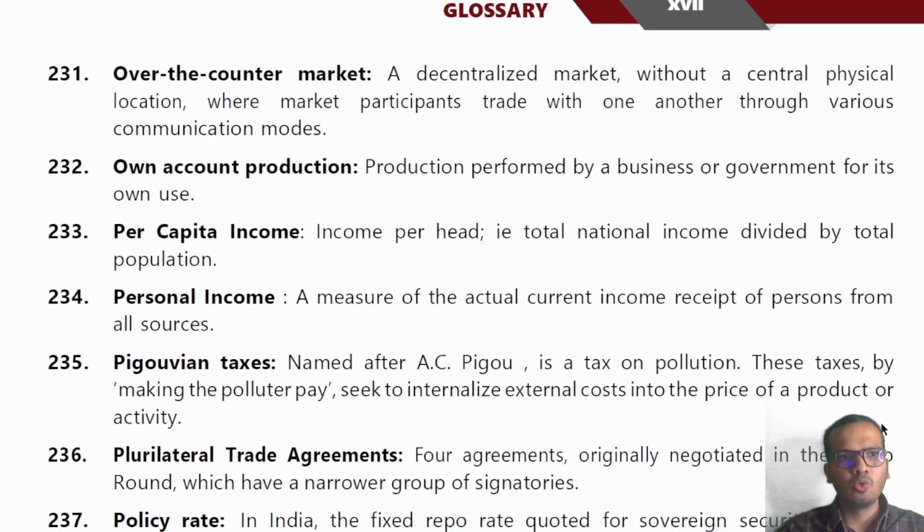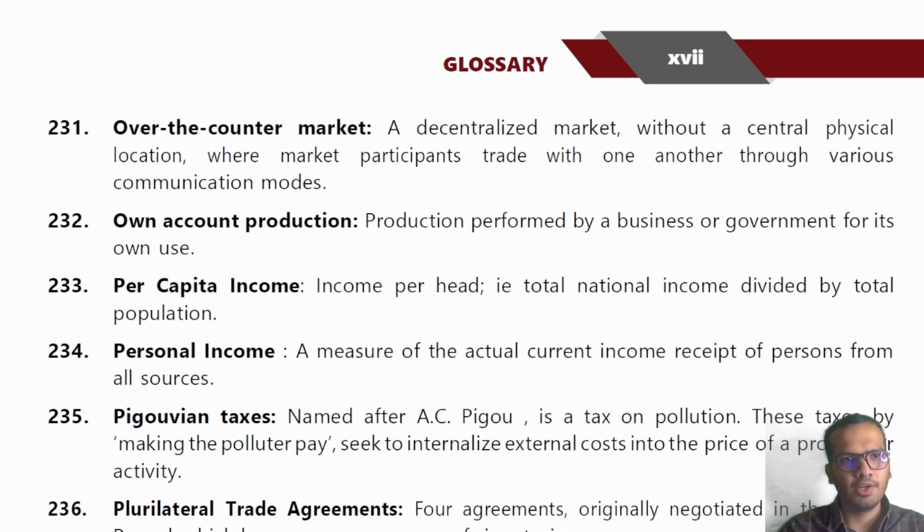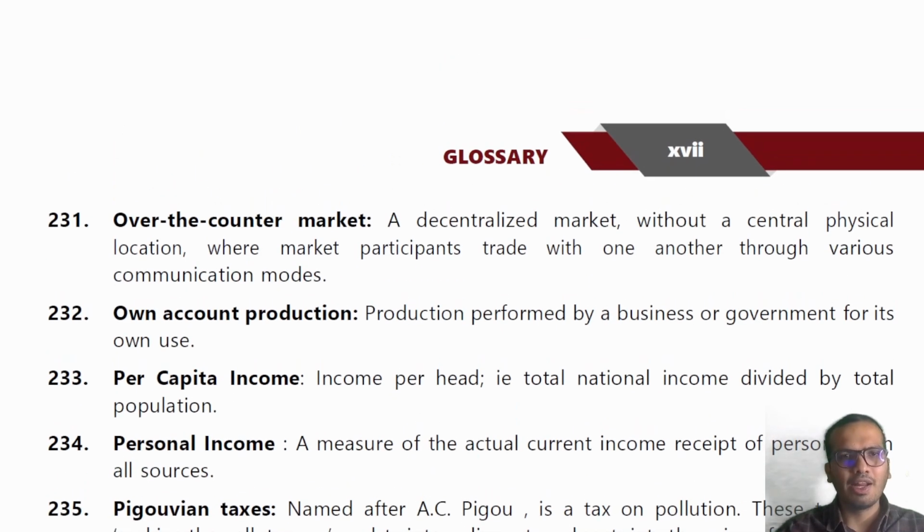Then we have number 231, over the counter market. It's also called the OTC market. It's a decentralized market with no central physical location, where market participants trade with one another through various communication modes. Then we have own account production. It's the production performed by a business or government for its own use.